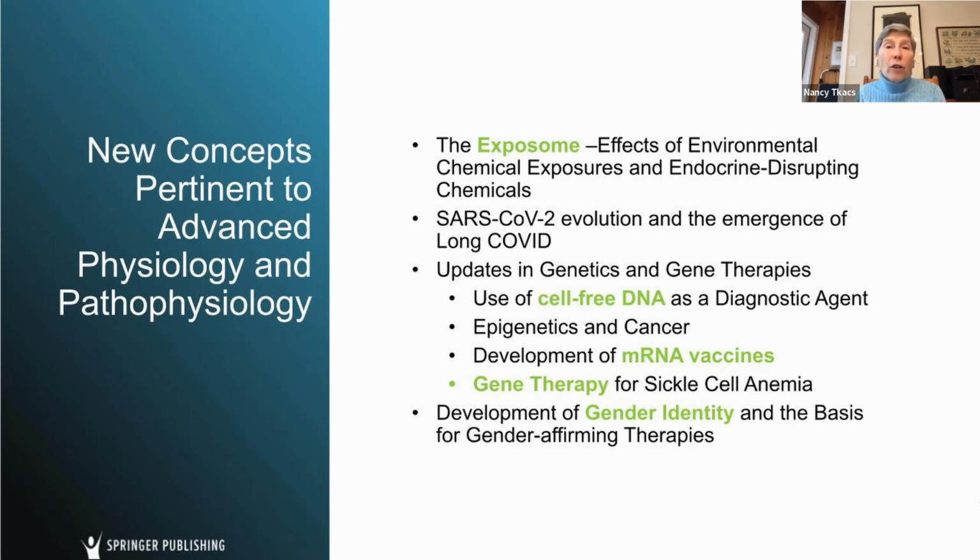There are many ongoing updates in genetics and gene therapies, use of cell-free DNA as a diagnostic agent, both for prenatal diagnosis and for cancer epigenetics, development of mRNA vaccines, which just won the Nobel Prize. Gene therapy for sickle cell anemia has just been approved. And the news story that came out yesterday of a boy with congenital deafness who was just in a clinical trial that restored his hearing at the age of 11.